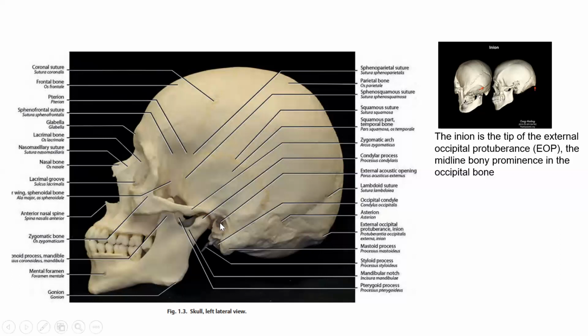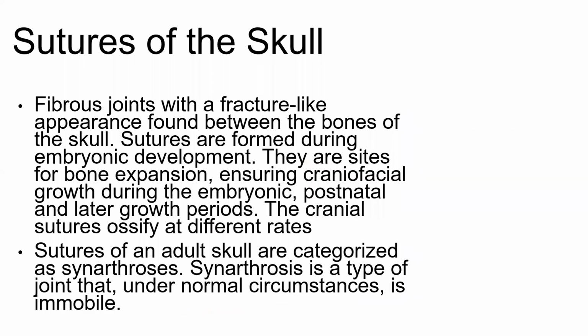Coming down here, it is the external acoustic opening, and this is the mastoid process, and this is the external occipital protuberance, the inion, as you all know about it. You can see this is the zygomatic bone lying over here. Okay, you already know about it. This is the zygomatic arch, and these points are extremely important for us as neurosurgeons. So I think this is quite good enough, and we have tried our best to give you the most important points.